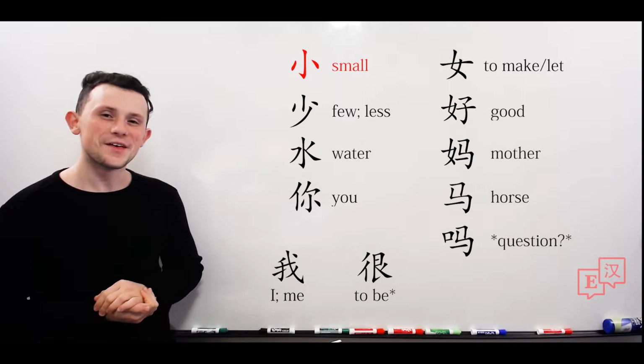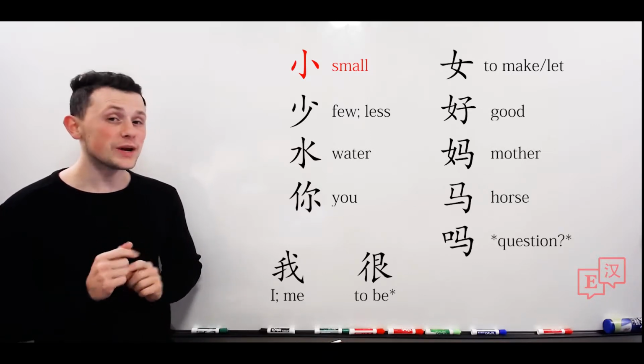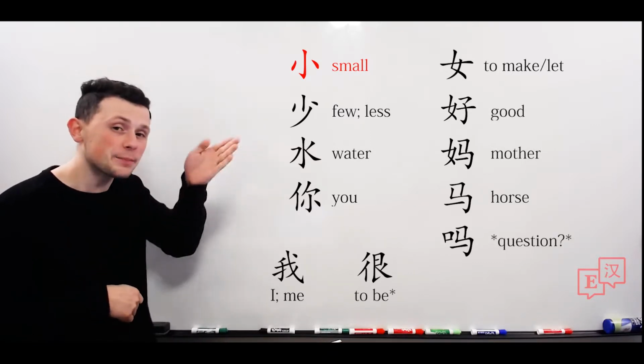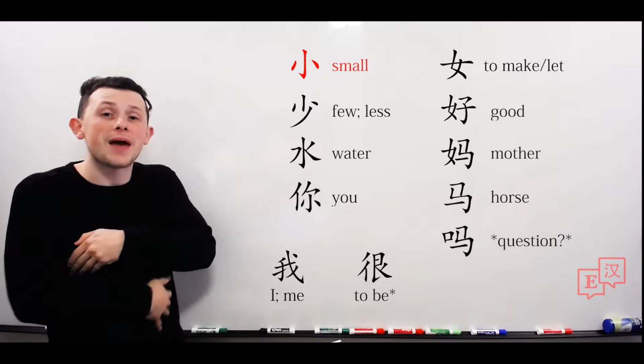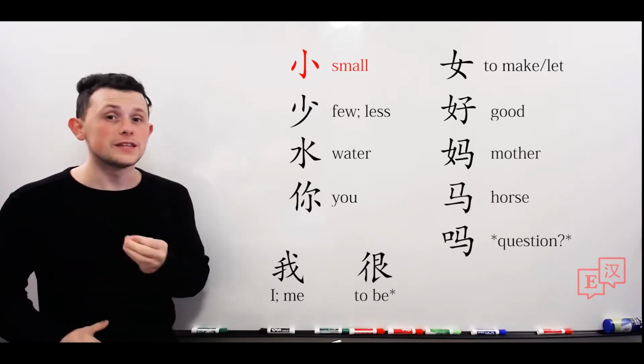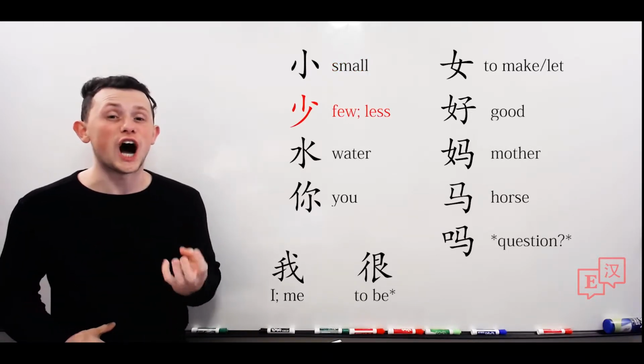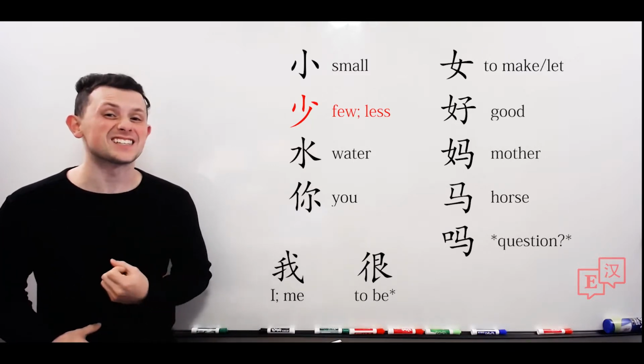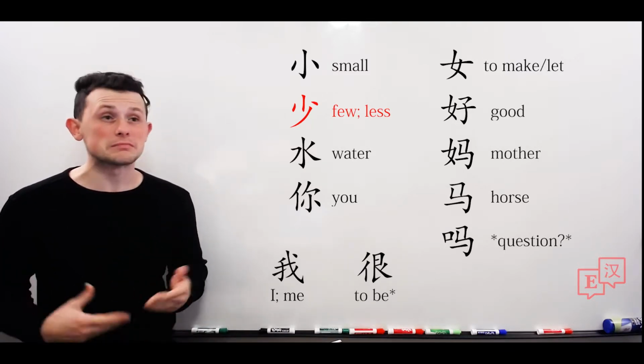Xiao. Now, below that, we have a different character. We've added a pie, cutting off the bottom half of the penguin. This makes the character shao, meaning less. We have less of our penguin now that we've cut half of it off.